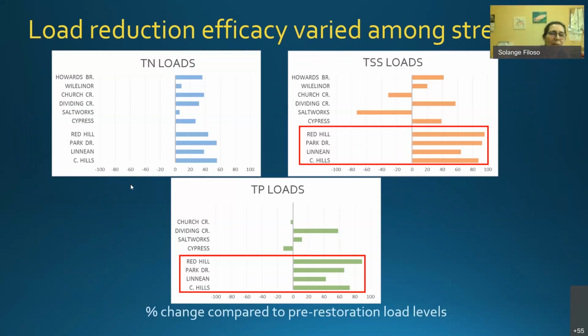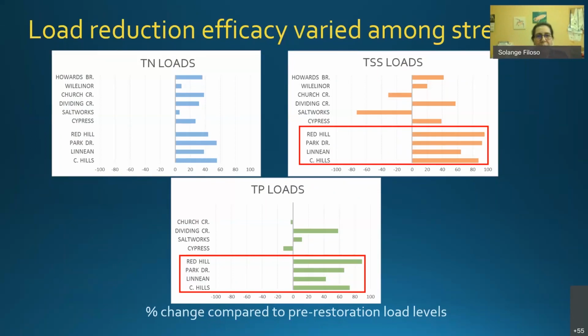So basically, the figure that has the blue bars represents changes in total nitrogen loads in the streams monitored, from pre-restoration to post-restoration time. When the bars are going to the right, it means that there was reduction, up to 60% of the total nitrogen loads in these monitored streams were reduced from pre-restoration levels. So that's good. But you can see that there was variability among projects. Some streams did better than others. Some projects did better than others.